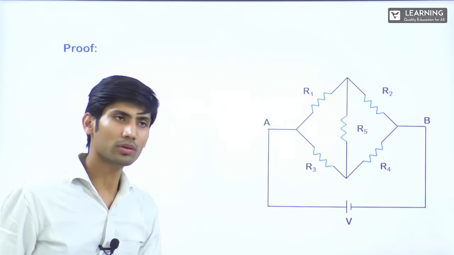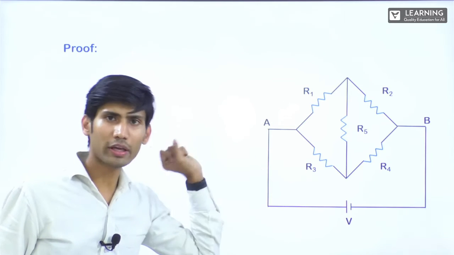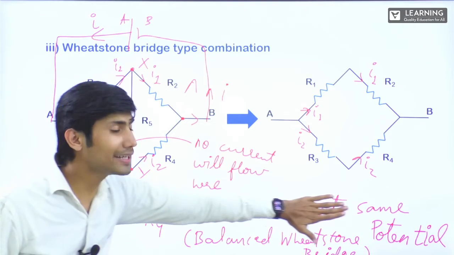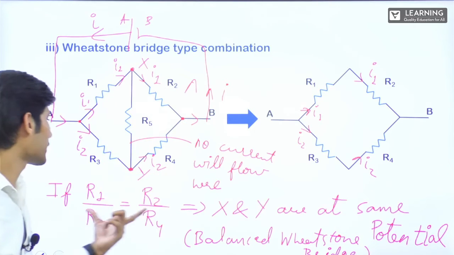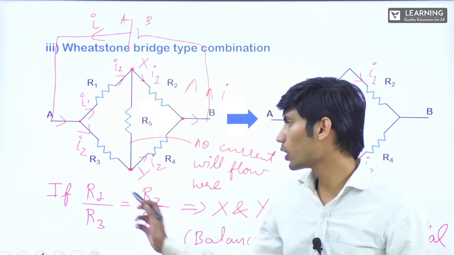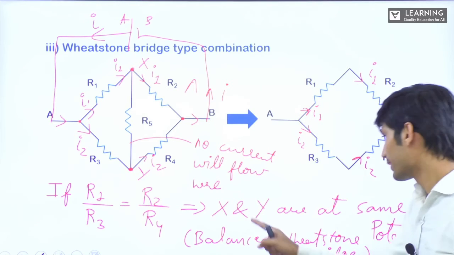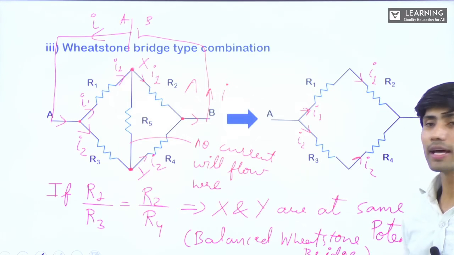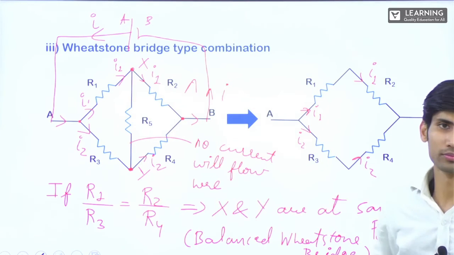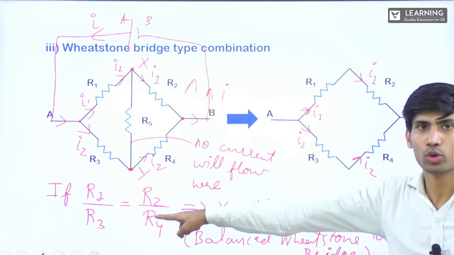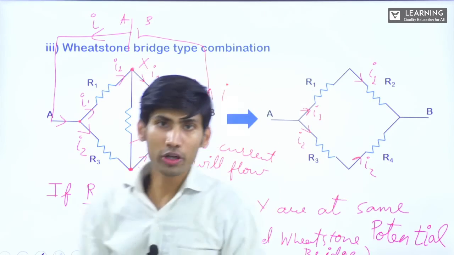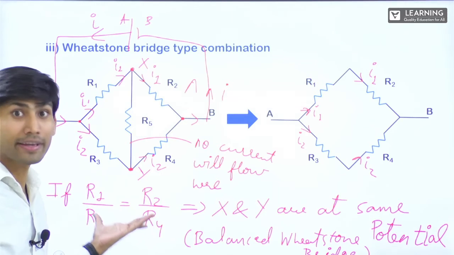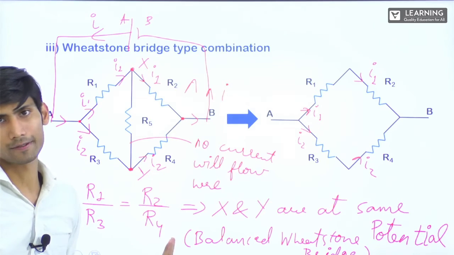Alright. Now, instead of proving this directly, what I am going to prove is that if X and Y are at the same potential, then this ratio will hold true. This equality will hold true. If this is true, then this is true for sure, and if this is true, this has to be true. So I am going to prove it in reverse. I am going to assume that X and Y are at the same potential. Then finally, if I get this expression, that means our proof is correct. Okay?